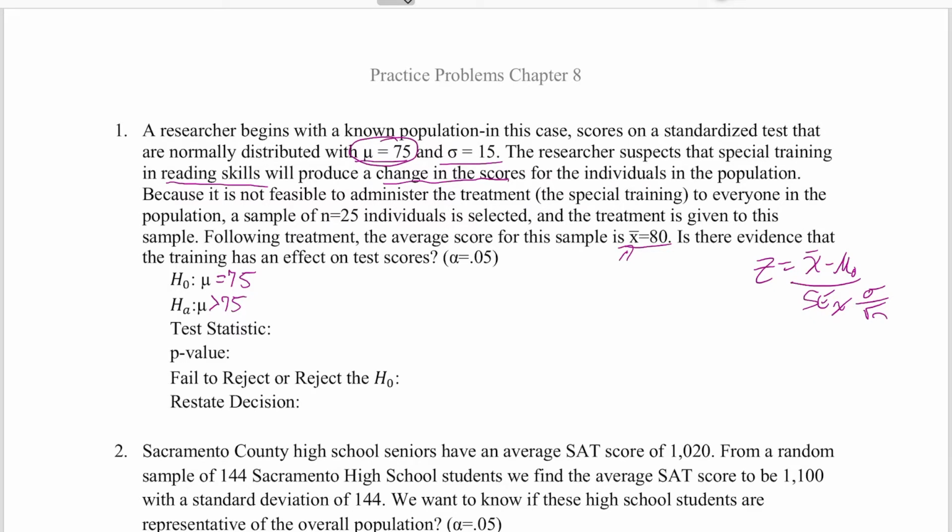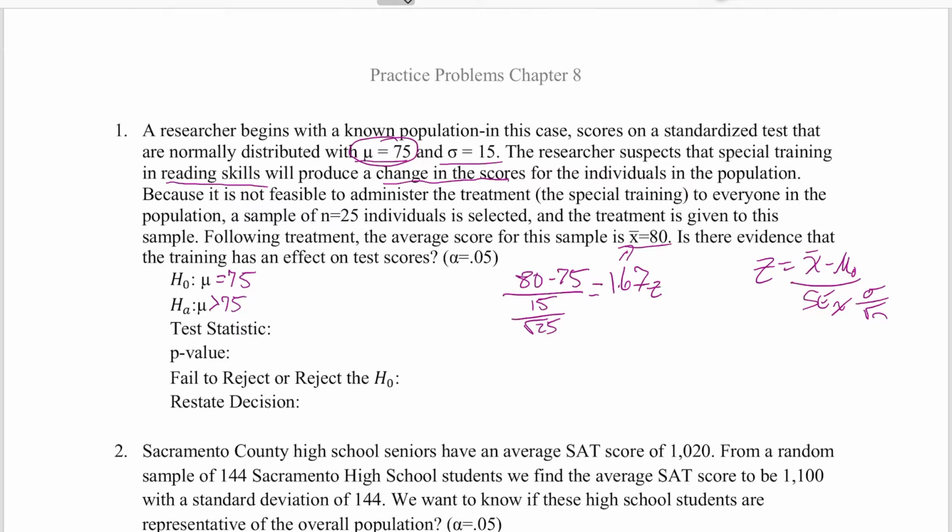When we set up our test statistic, we're given a z-test, and our values are going to be 80 minus 75 all over 15 over the square root of 25, which is going to give you a value of 3. Oh, I'm sorry, looking at the wrong part. 3 is what our standard error is. Total value is going to be 1.67 z. And this is going to be our z value.